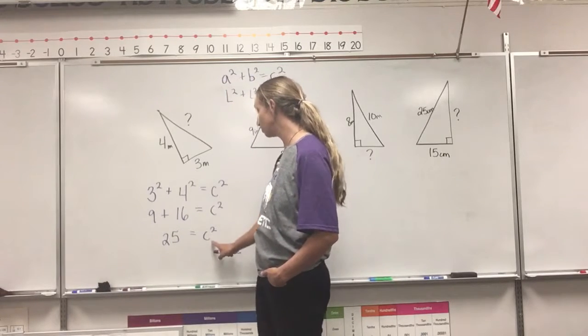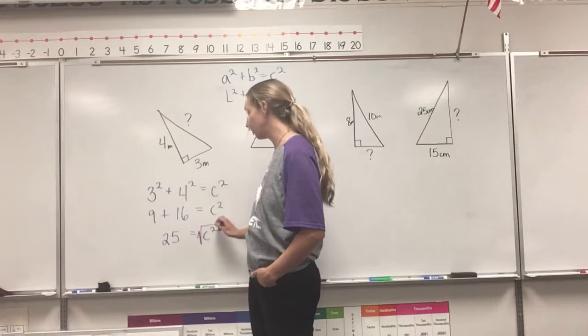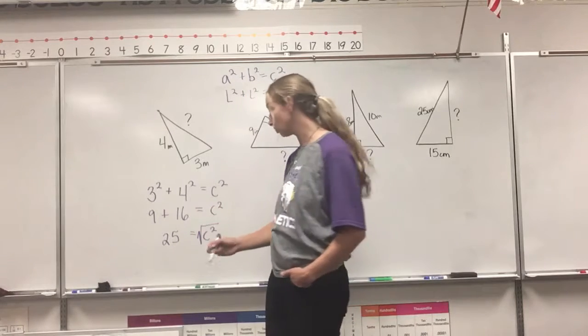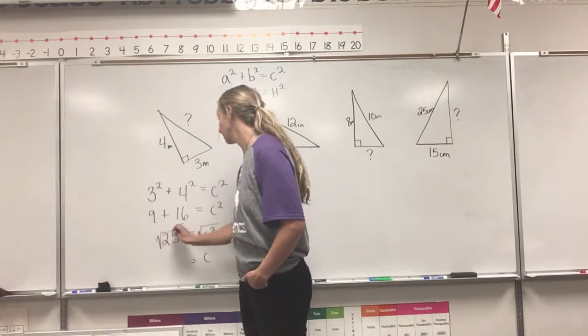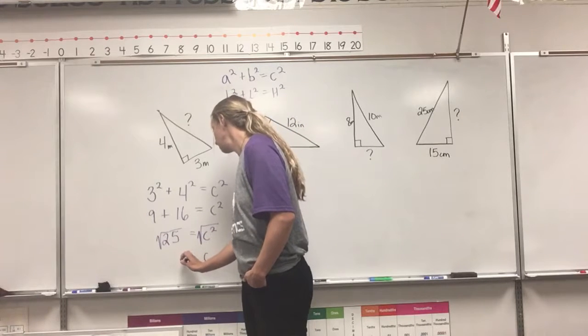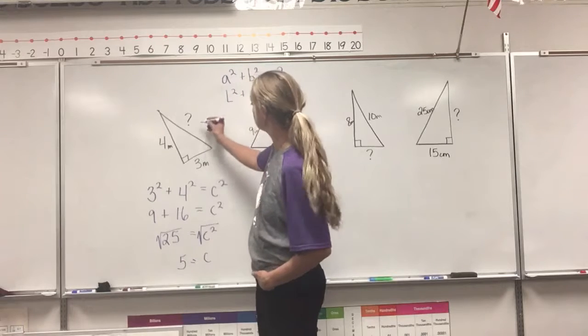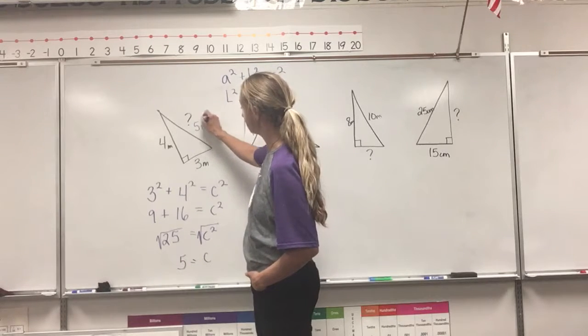And so to undo c squared, we find the square root of it. The square root of c squared is just c. And then we find the square root of 25. And so c must be 5. This missing side right here must be 5 meters.